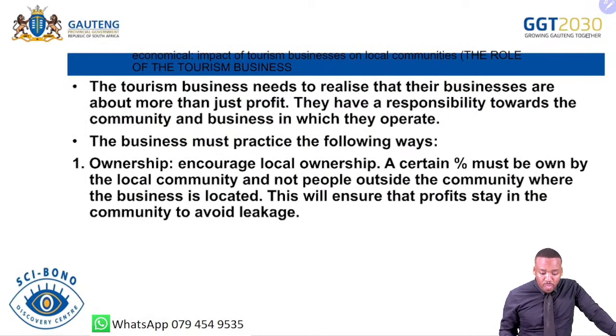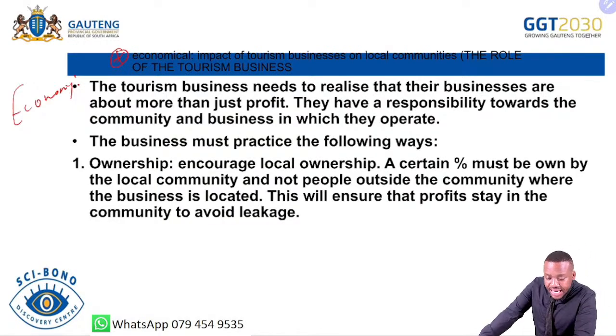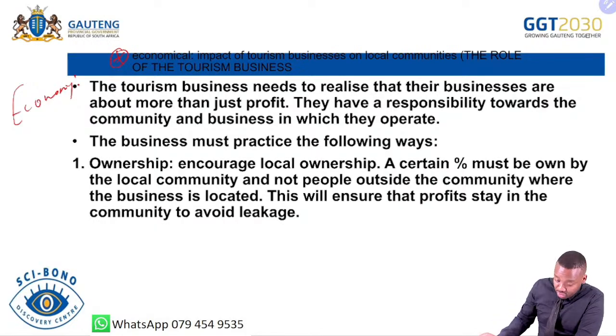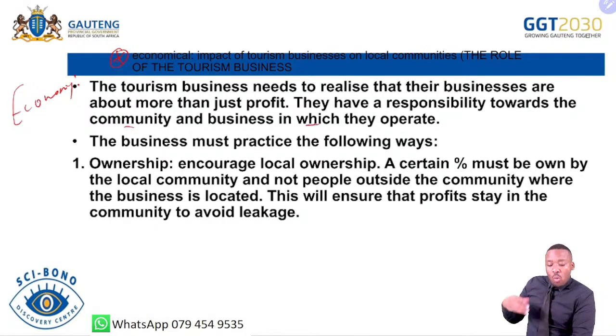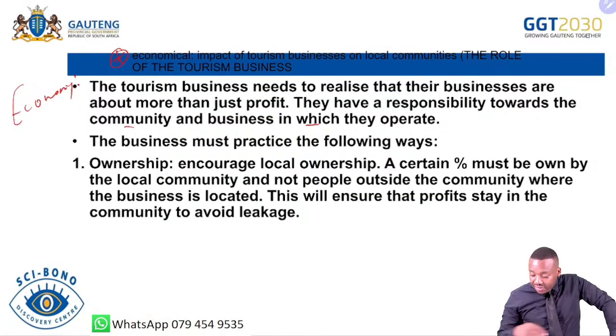Let's move to the role of the tourism business on the economy. Right, so that is the economic pillar. Pillar number 3. Tourism businesses need to realize that their businesses are about more than just profit. They have a responsibility towards the community and the business in which they operate. So, how can the tourism business now try to minimize the negative effects?